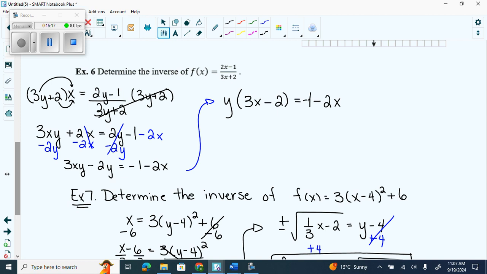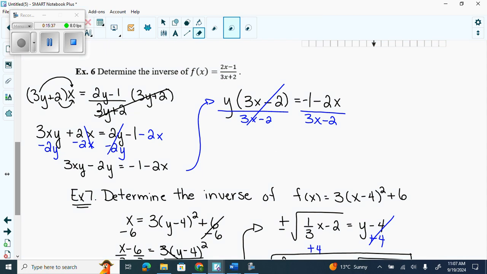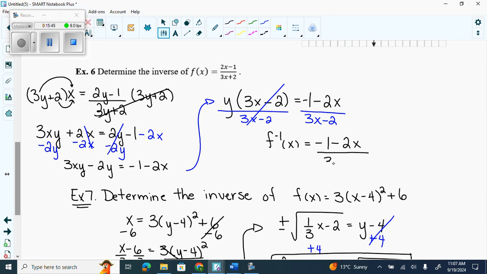And then how do I get y by itself? It's being multiplied by that. So just divide that over, the whole thing. So we get y, actually f inverse of x, equals negative 1 minus 2x over 3x minus 2.